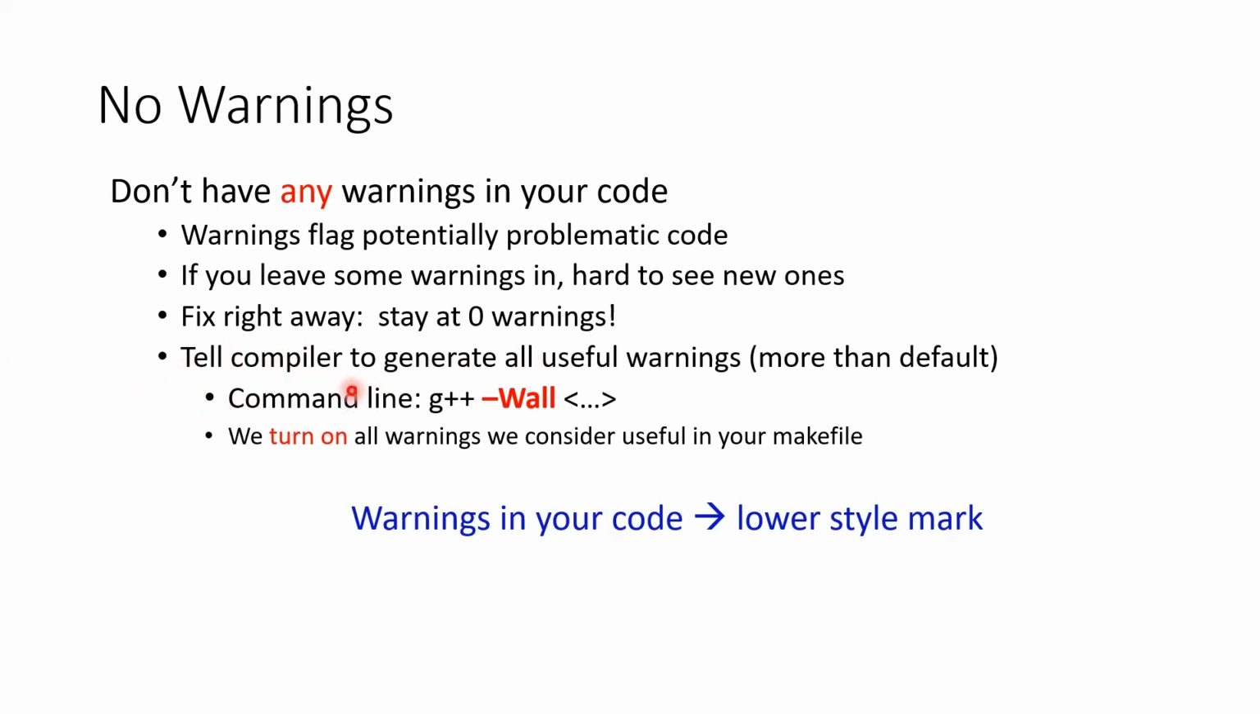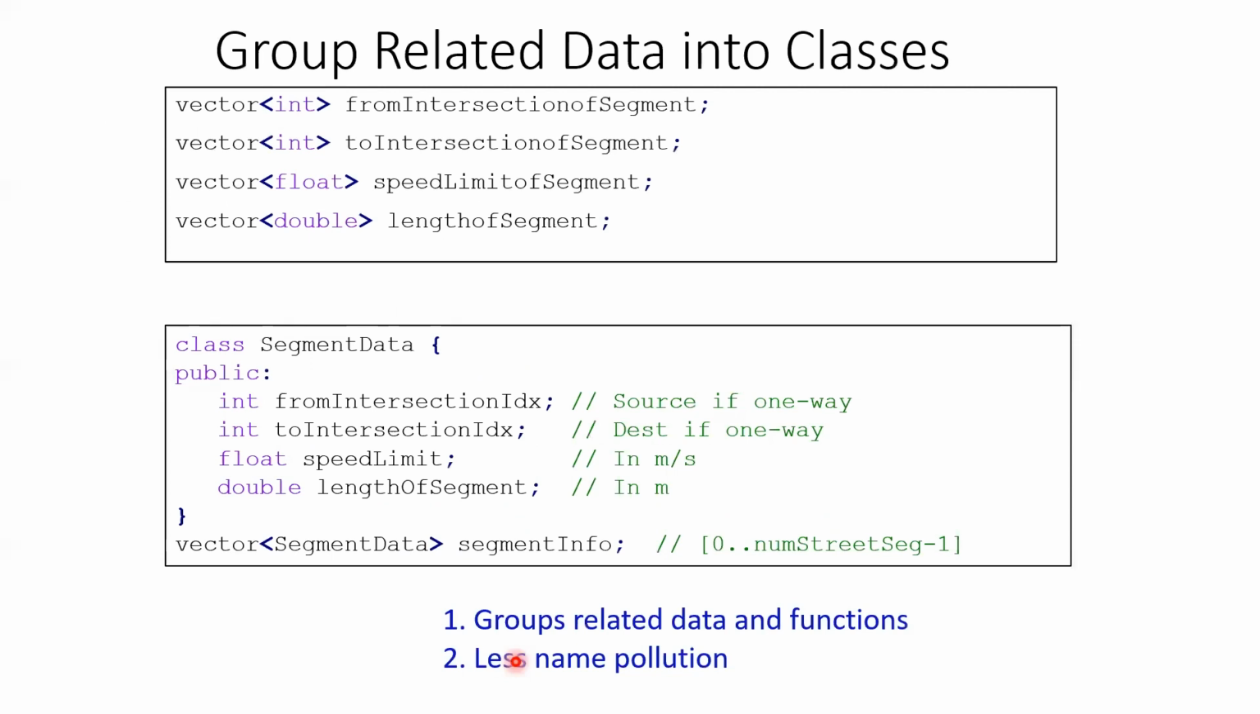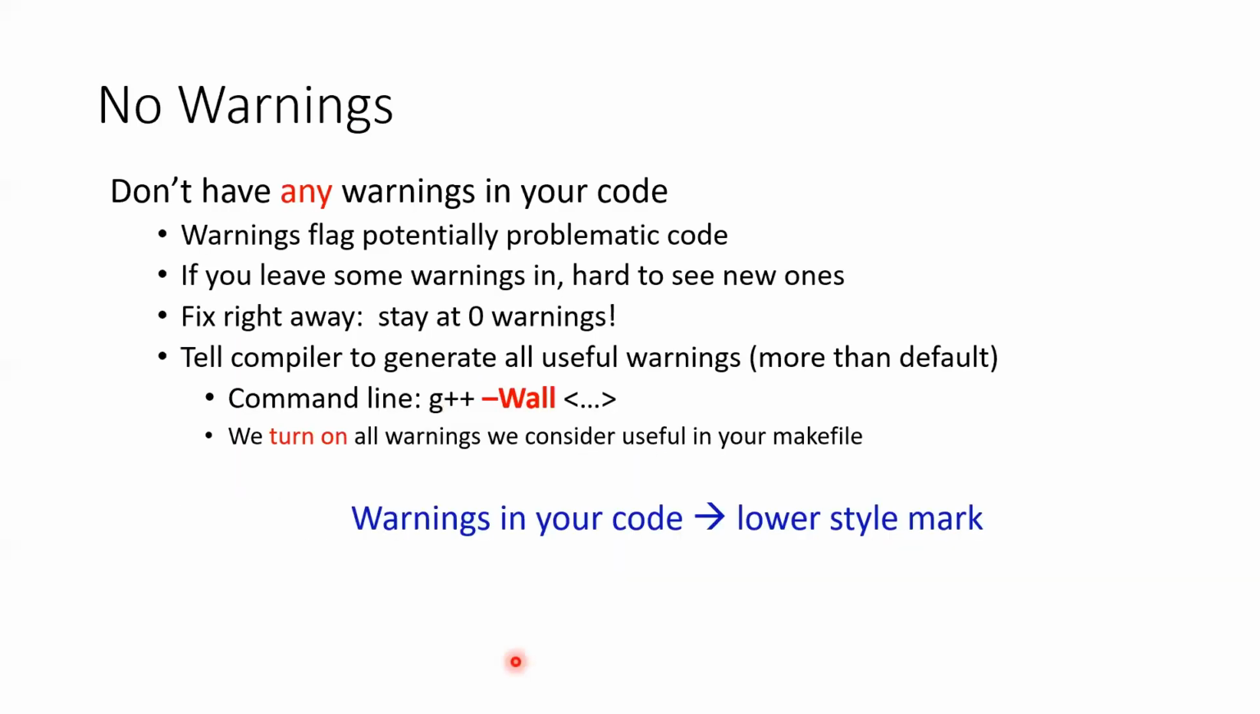And when you're doing the compile command line, g++ -Wall is the flag to tell the compiler to generate all of the warnings. And in the make files that we gave you, we turned on all of the warnings. So you don't need to do anything to the make file, but please fix all the warnings in your code. Any questions till now?